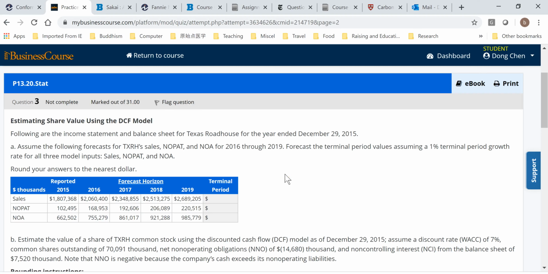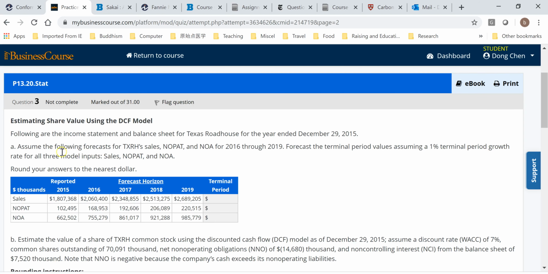This is question number 3 on practice homework 9 for chapter 4, module 13. Estimate. This is another question on the valuation of equity using the discounted cash flow model. So we just directly look at part A. We're provided with sales, NOPAT, NOA numbers for a bunch of years.